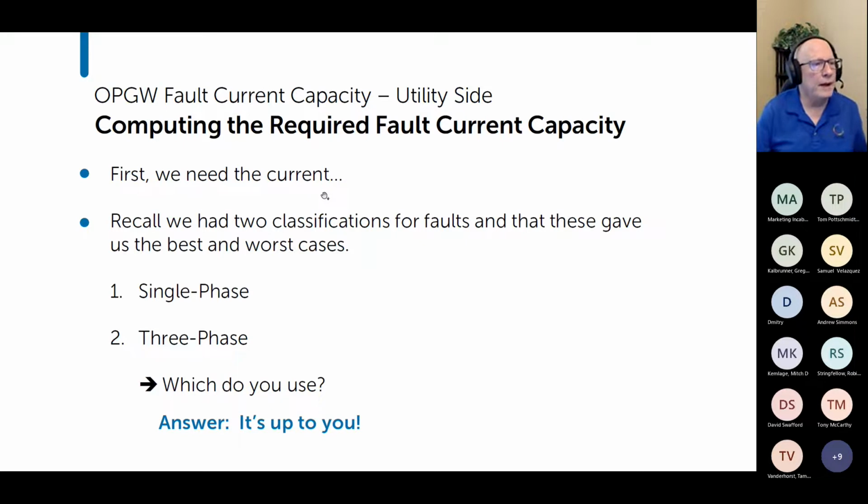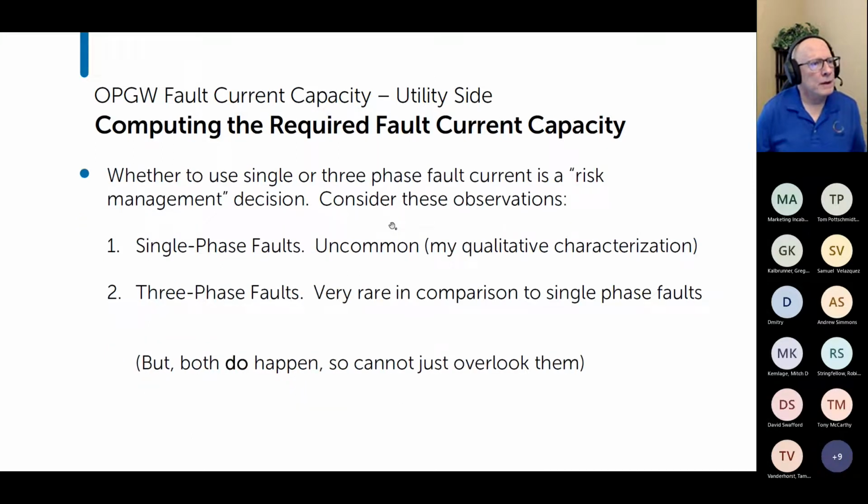So recall that we had the two classifications for fault, the single phase and the three phase. So which do you use? And the answer is it's up to you. Because the decision of which you use is really a risk management decision or a design philosophy decision. So consider these observations. Single phase faults are uncommon. Now that's my qualitative characterization.